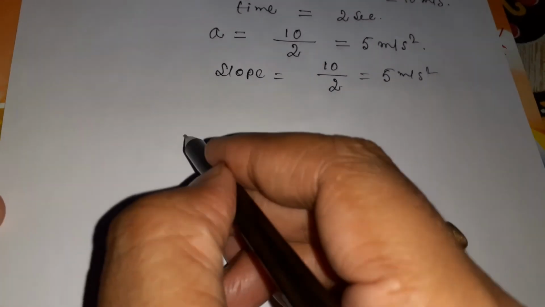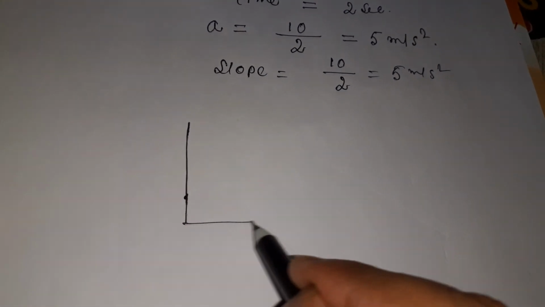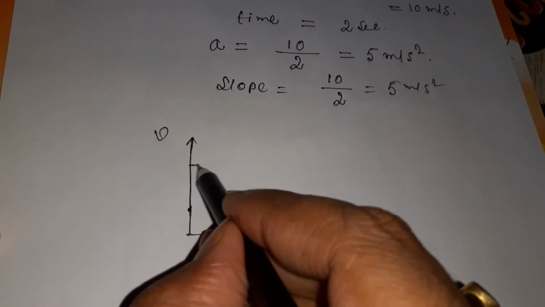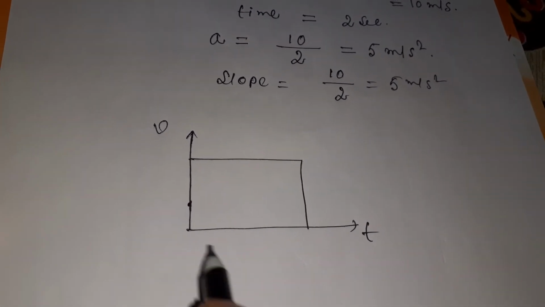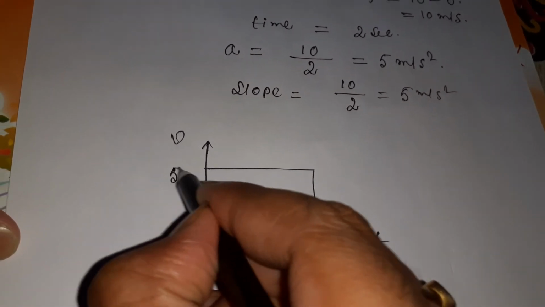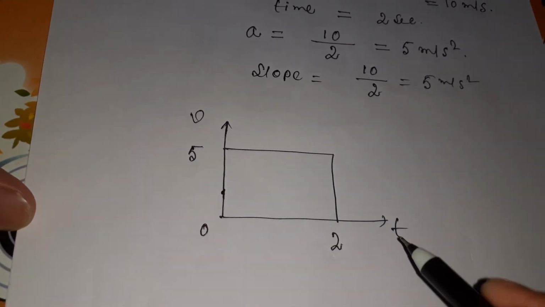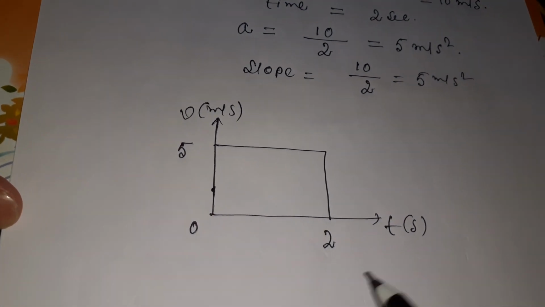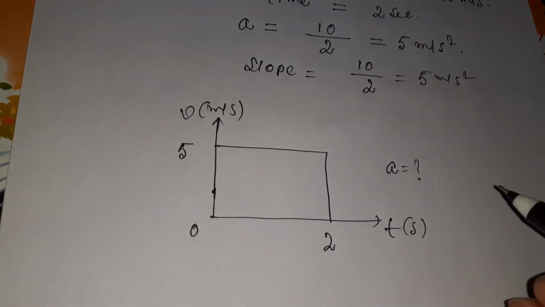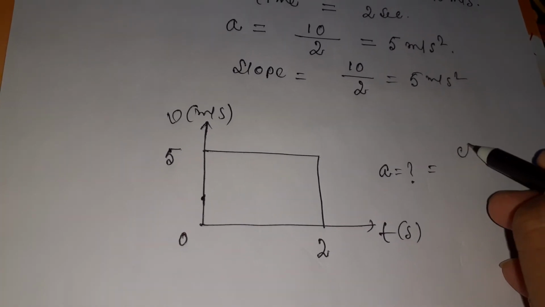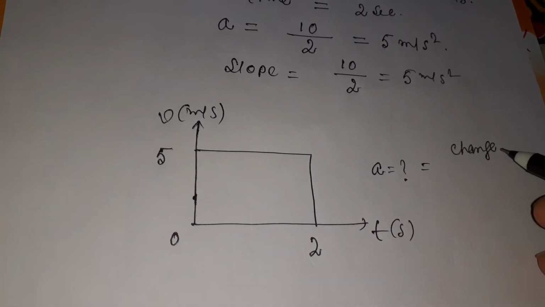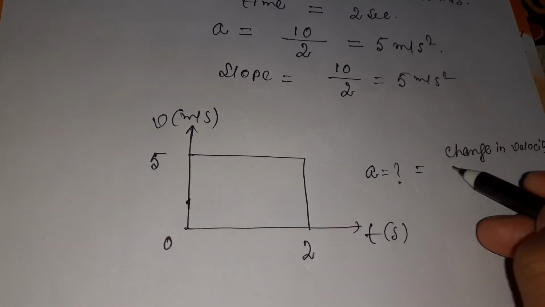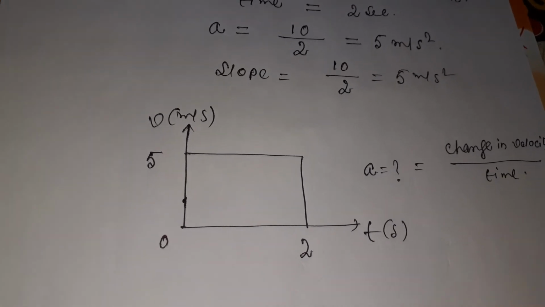But suppose a different type of graph is given to you. Suppose this type of graph, velocity here, time here. Suppose this is 0, this may be 5 I have taken, this one is 2, this one is seconds, and this one is in meter per second. Now we are going to calculate the acceleration of this one. Acceleration, we have already learned, is change in velocity divided by the time taken.